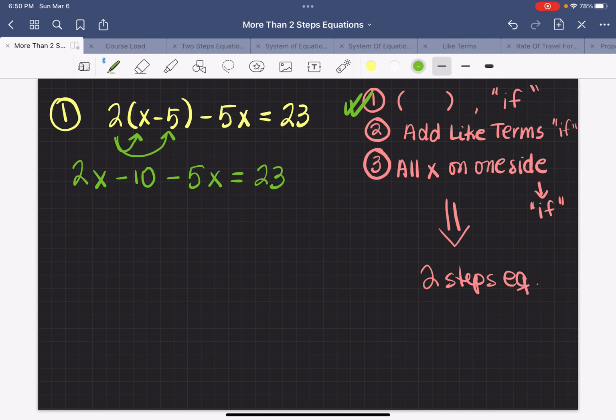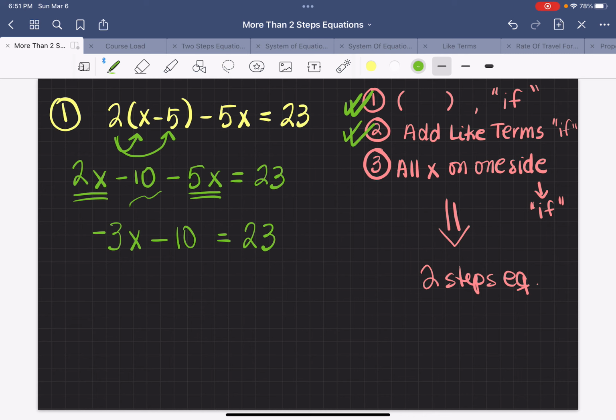Second step, add like terms if there are any. I do have like terms on the left side. 2x and negative 5x are like terms. So if I add 2 and negative 5, different signs, I need to subtract and keep the sign of the higher number. That would be negative 3. Negative 3 what? X, because I'm adding x's. And then I have this negative 10 left that I'm going to write. On the right side, I don't have any like terms. I only have a 23, so I'm just going to write the 23. I'm done with step number 2.